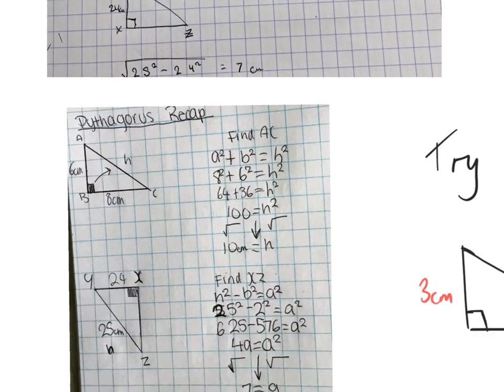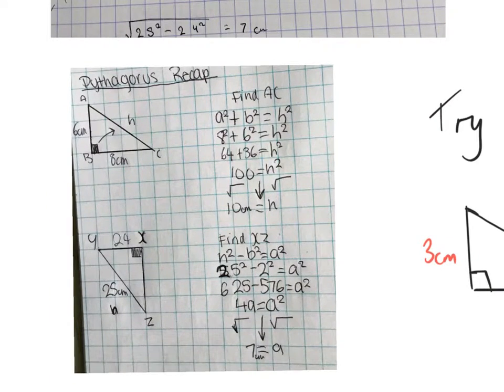Now, this is what I should have seen. Something like this. I should have seen the formula being written down here. I should have then seen substituted in correctly. This line here, you could skip straight to 100, but it's a good idea to show me where 100 came from. Square root both sides. Answer is h equals 10 centimetres.